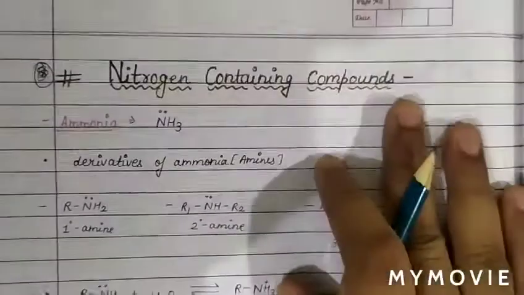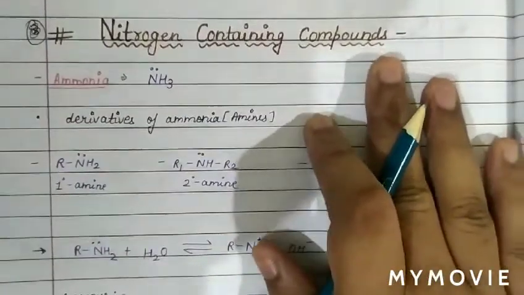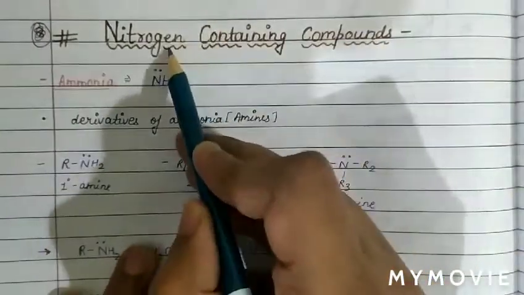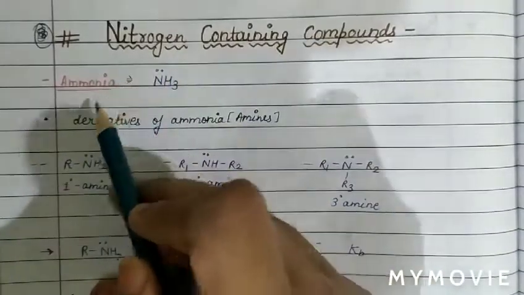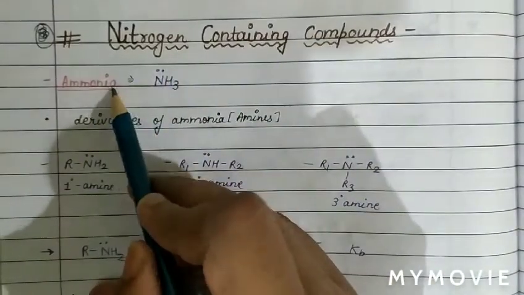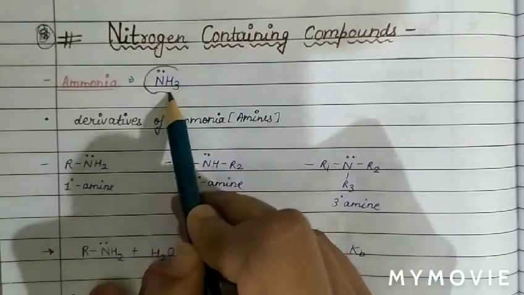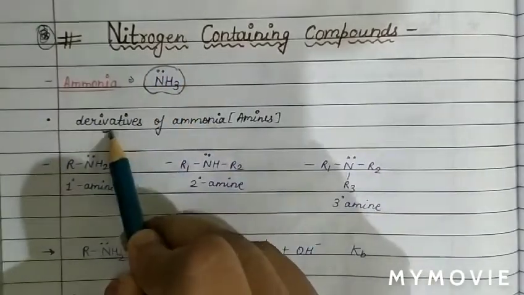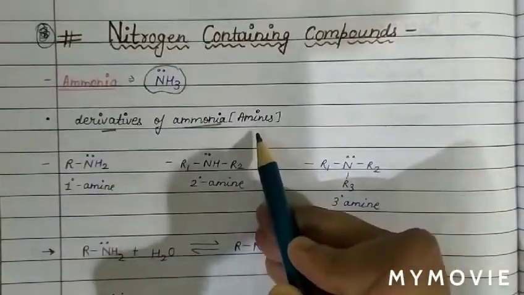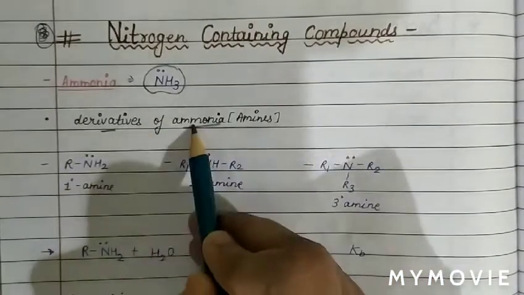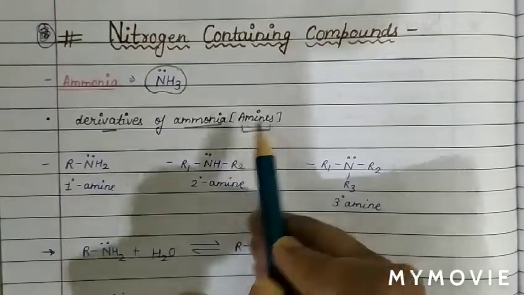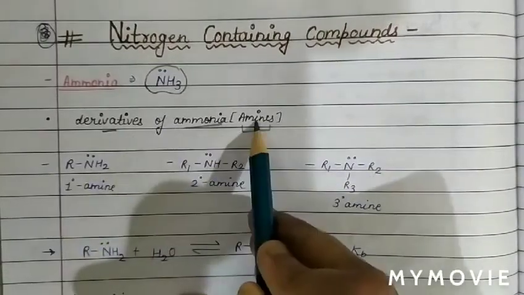Now we will discuss the basic nature of nitrogen containing compounds. So the first compound of nitrogen we are going to discuss is ammonia and the derivatives of ammonia. Basically, the derivatives of ammonia we call amines.